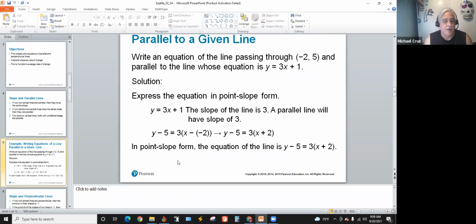One of the things I noticed about this textbook that's a little bit different is I don't think it was specific about what form you put it in. In Math 097, we say put it in the slope intercept form or standard form. All right.